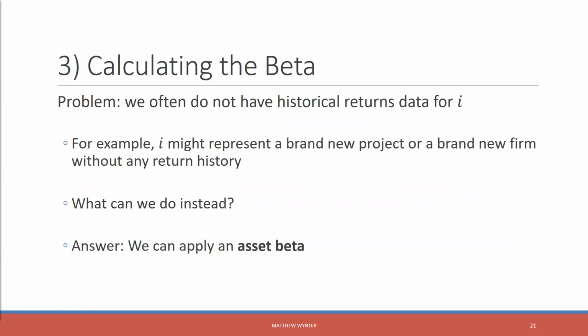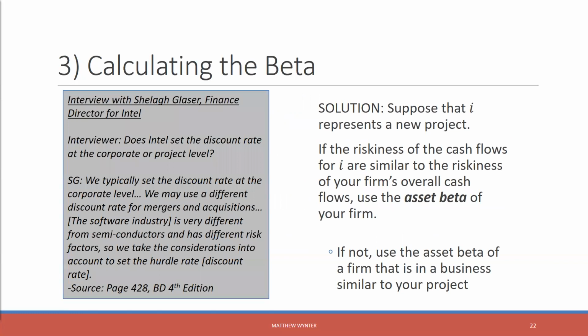Okay. We may not always have historical returns. For example, I might represent a brand new project or a brand new firm without any return history. So what can we do instead? Instead, we can apply asset beta. And this is something that happens a lot in real life. Now, if we're looking to start a brand new project, we always want to make sure that the riskiness of the cash flows that we're discounting is reflective of the actual beta that we're using.